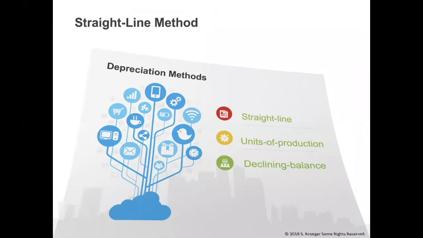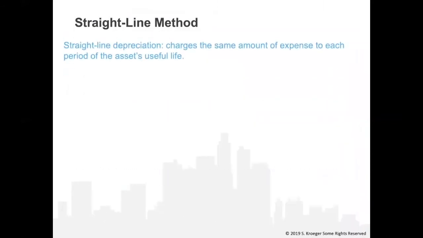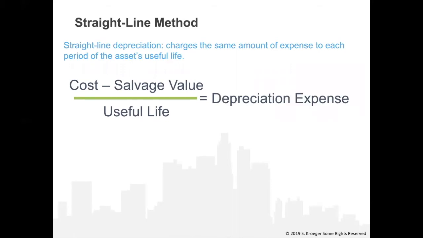Let's start with the straight line method. This is the easiest method. It's also very commonly used. This is when we depreciate the same amount every single year. That's why it's called a straight line. It's the same amount. The formula for calculating this would be the cost minus the salvage value divided by the useful life. When you do this formula, you will get the depreciation expense every single year, and it would be the same amount each year.